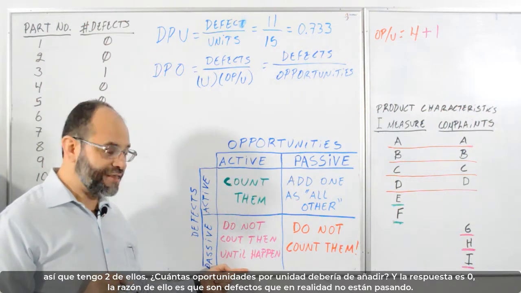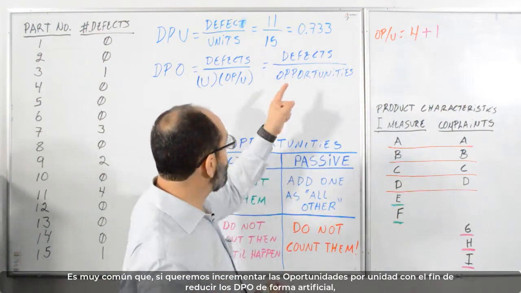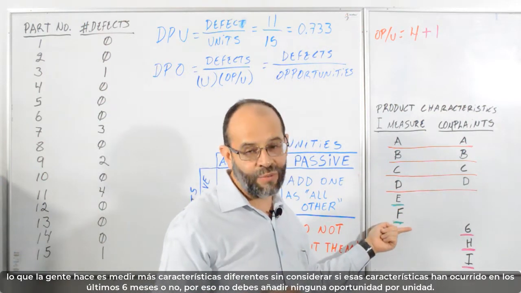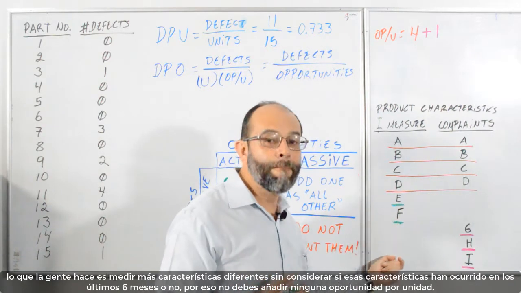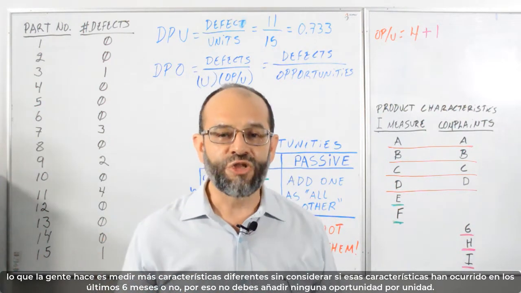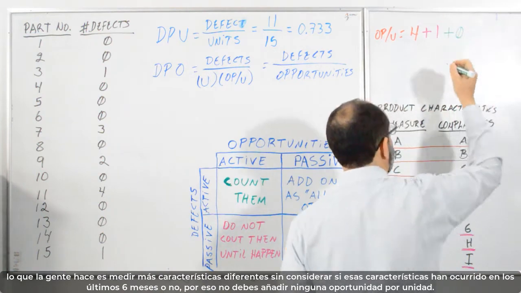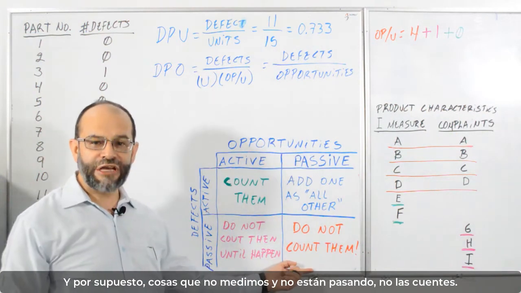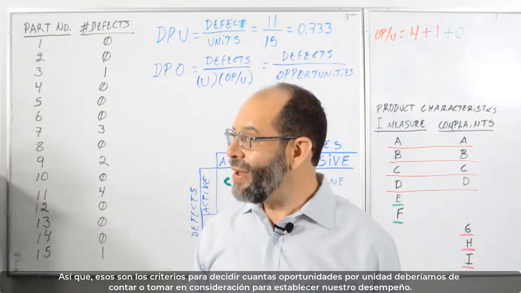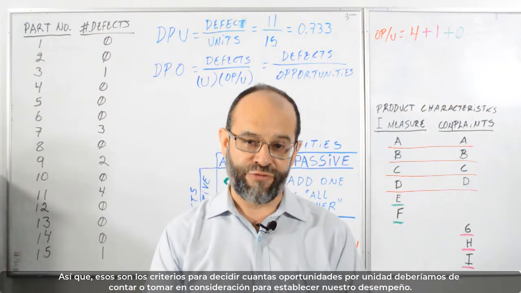None. Reason of that? Well, those are things that in reality are not happening. So it is very common that if we want to increase the opportunities per unit in order to reduce the DPMO, what people try to do sometimes, well, they are cheating actually, or they want to cheat, is to measure more different characteristics regardless if those defects are happening or had happened during the last 6 months. So the answer is no. Do not add anything there. And of course, things that we are not measuring and things that are not happening, do not count them there. So that is how you have to decide how many opportunities per unit we should take in consideration to establish our performance.